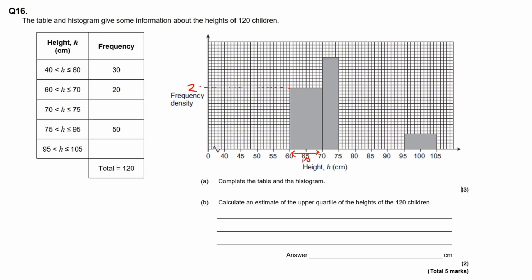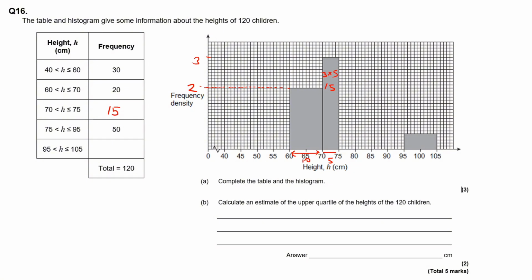So 1, 2, 3, 4, 5, 6. So each little square is 0.1. If that's the case, the distance from 70 to 75 is 5. So we're going to times 5 with 1, 2, 3, 4, 5, 6, 7, 8, 9, 10 more from 2. So that means that's going to be 3. So we need to do 3 times 5, and that's going to be 15. So from 70 to 75 is going to be 15.